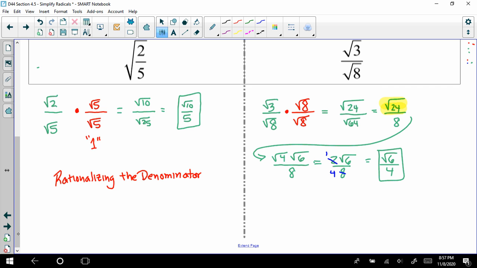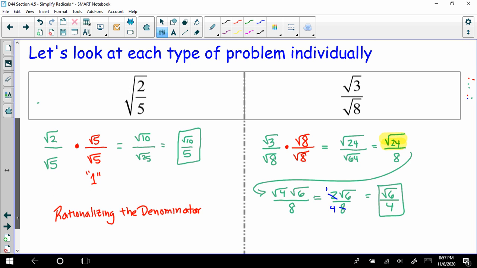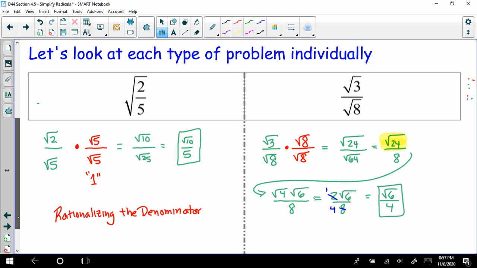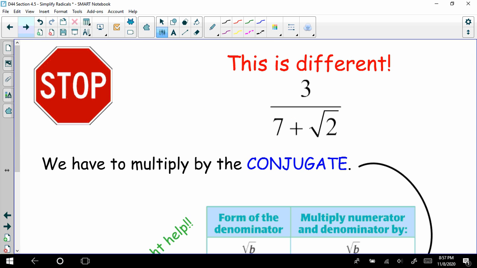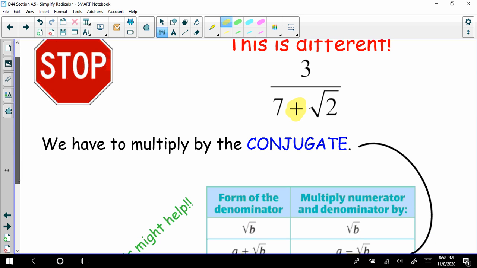So this is rationalizing the denominator when you have a single fraction. There's no adding and there's no subtracting involved in either of those problems. But adding and subtracting can be part of what we have to deal with, so we're going to talk about that next. It says stop here because it wants you to pay attention. This situation is different from what we just did because of the adding, which could also sometimes be subtracting, down there in that denominator. So take a look at what it says we're going to do.